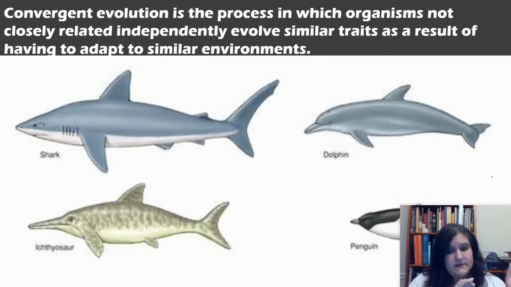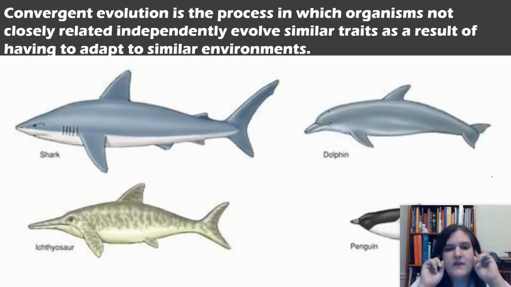So that's divergent evolution. There's also what's known as convergent evolution. Con means they come together. Something that's convergent comes from several different points and comes together. So convergent evolution is the process in which organisms not closely related independently evolve similar traits as a result of having to adapt to similar environments.